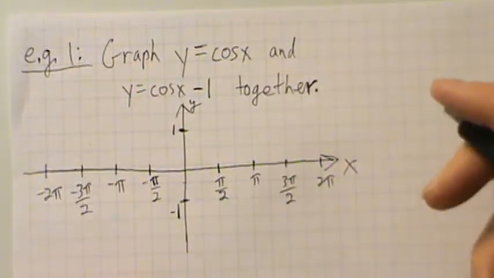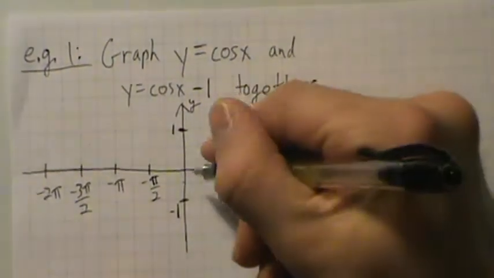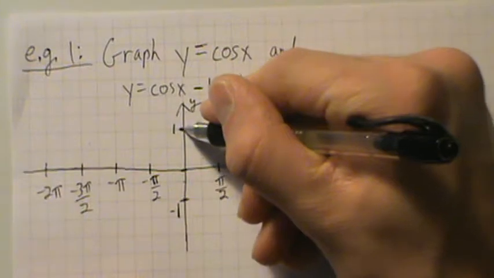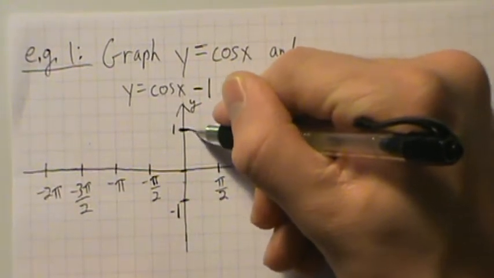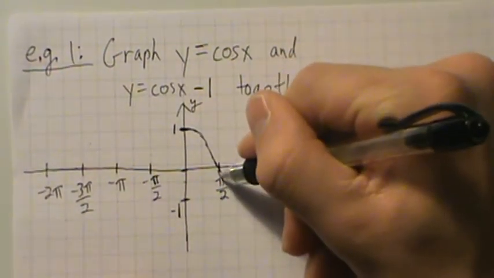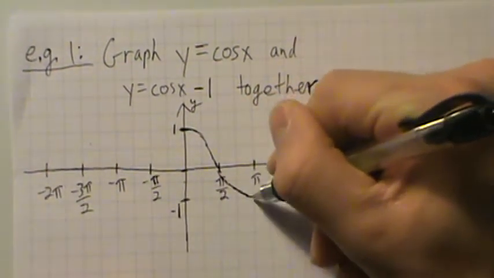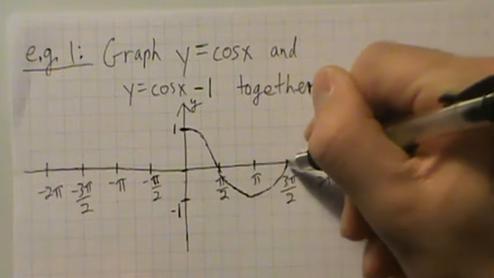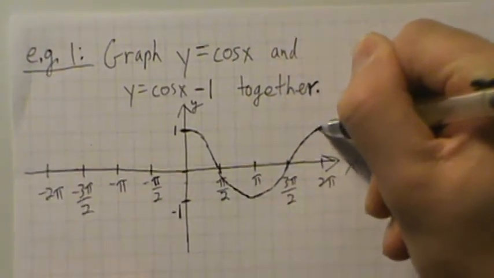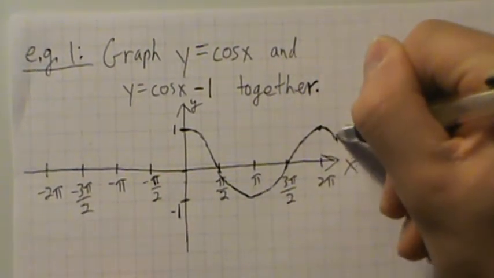Okay, so let's go ahead and graph the cosine function. So we know what the cosine function looks like. It just starts up here and it goes down, sort of like that. Then it comes up like this. Cosine of pi is -1. Cosine of 3 pi over 2 is 0. Comes back up here like this. And then it's going to keep going infinitely far this way.